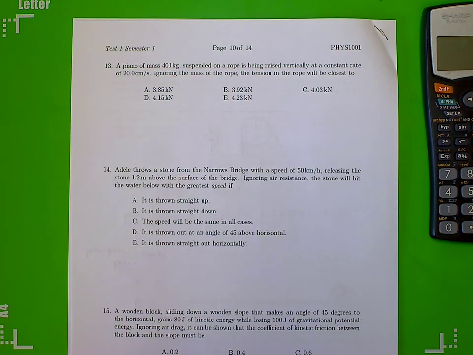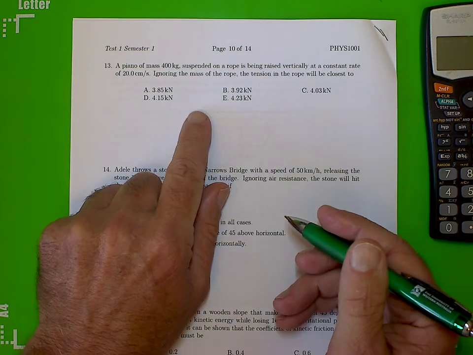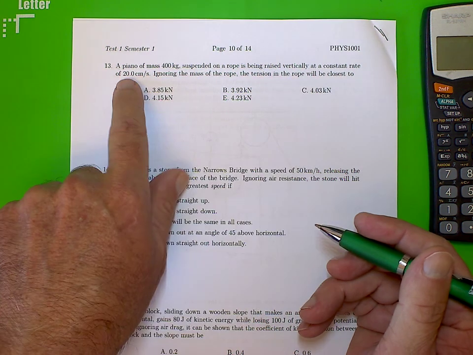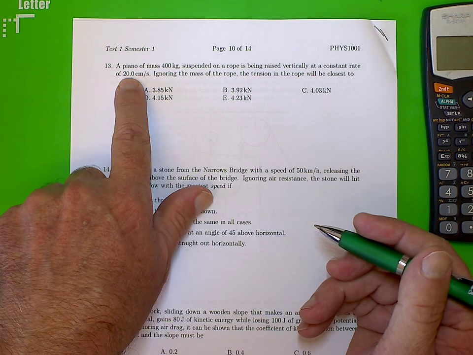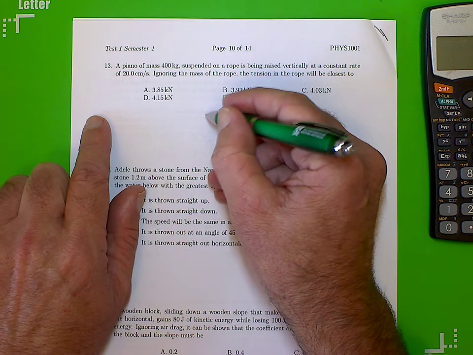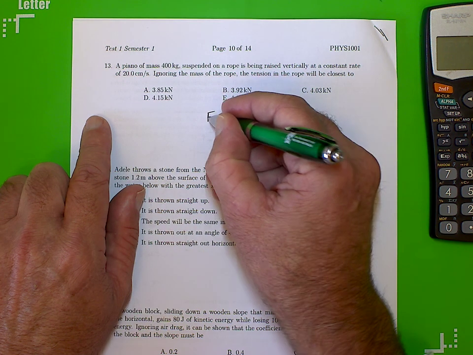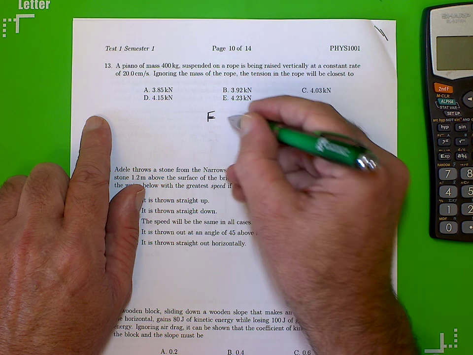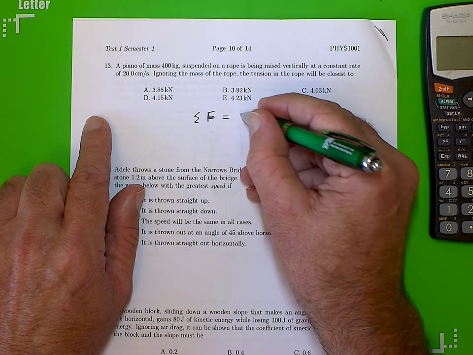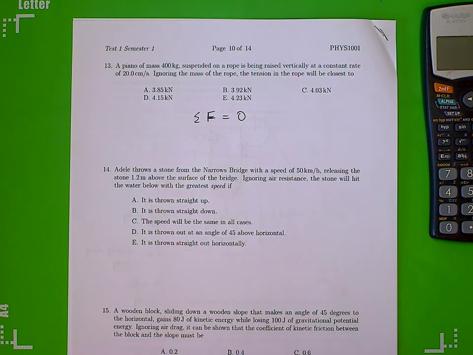Now, there's always a gift question, and this is the gift question. We've got a piano suspended on a rope being raised vertically at a constant speed of 20 centimeters a second, ignoring the mass of the rope. Well, if it's traveling at constant speed straight up, then the sum of all the forces acting on it is zero, because it's not accelerating. So all the forces add up to zero.